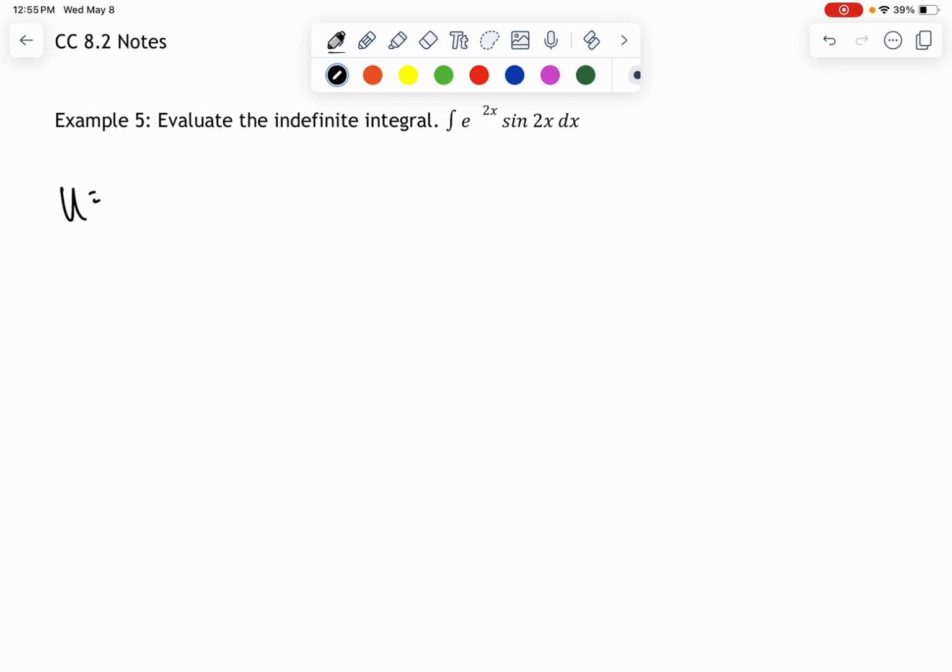You can choose u and dv to be either one. It actually doesn't make a difference in this one. Neither is a great option, so we'll just have to pick one. I'm going to pick sine of 2x to be my u and e to the 2x dx to be my dv. Again, if you switch those, you would end up doing a very similar process here. So in this case, it doesn't matter what you pick.